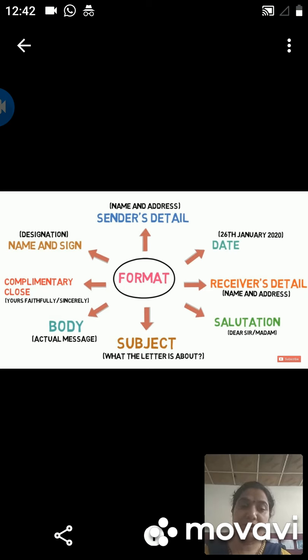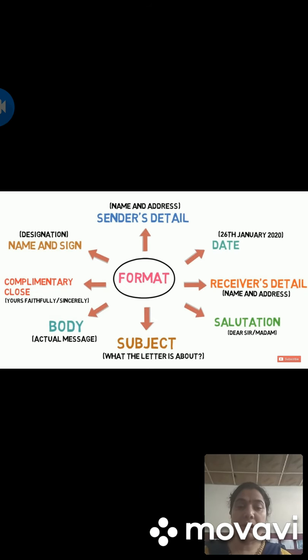Then next comes the salutation. In the salutation you write sir, madam, dear sir, or like that. Then the subject. The subject is very important because it must be clear and very short. It tells what the letter is about. Next comes the body part. The body depends on your topic. It conveys your message. You elaborate your message, and if it is a complaint, you elaborate it. The body is a very important part, and it should have at least 3 paragraphs.